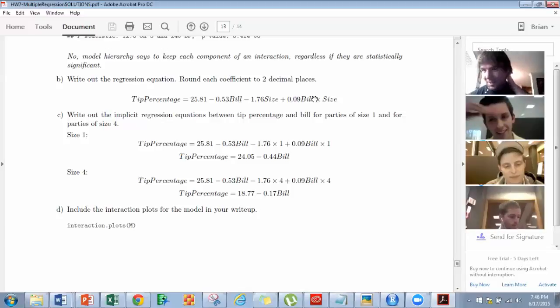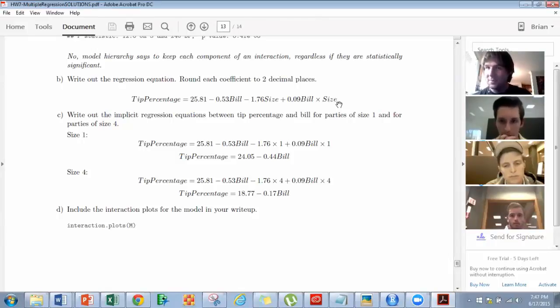What happens if size of party is 100? What happens to our model if size of party is 100? Just plug in 100 to size right here. So it's 9. And if it's 9, then all of a sudden this is a very positive term. And all of a sudden the effect of bill is huge, right? Because if you say size of party is going to change, you see how size of party changes what happens to bill. Also, bill, if you put in something for bill, will change what happens to size of party.